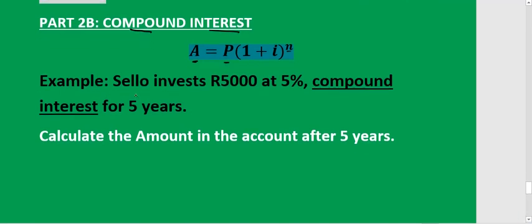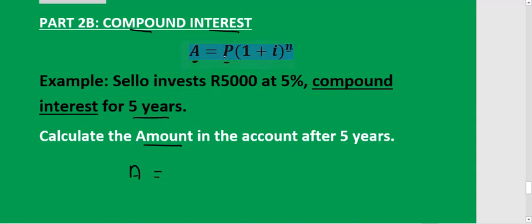All right, so again, Silo invests 5,000 at 5% this time, and he will be investing for 5 years. So let's plug all of that into the formula. What is the amount? The A, of course, is for the amount. Calculate the amount in the account after 5 years.